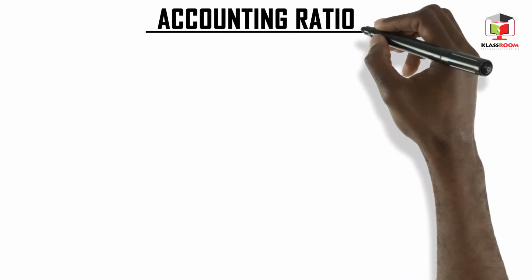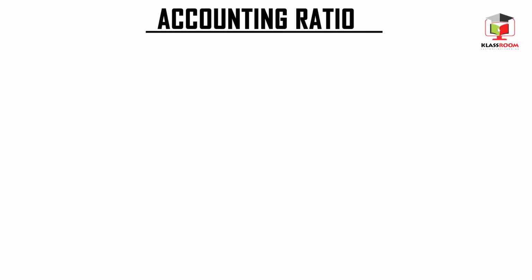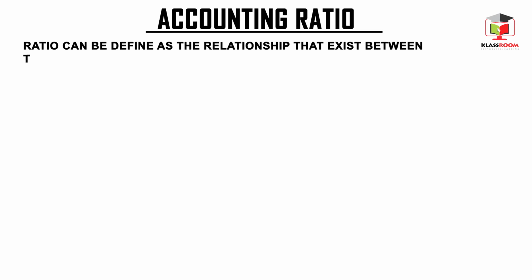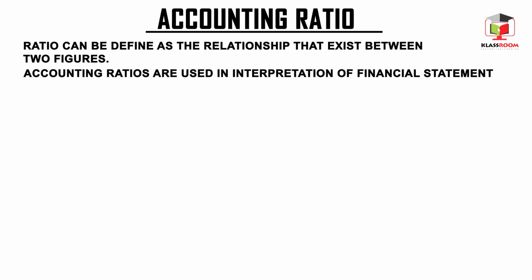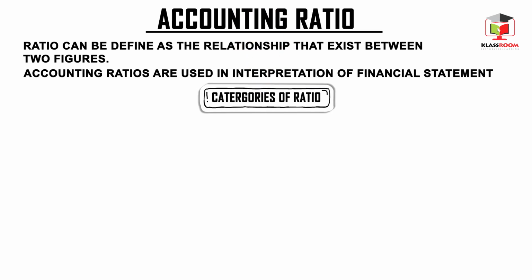Topic: accounting ratio. Ratio can be defined as the relationship that exists between two figures. Accounting ratios are used in the interpretation of financial statements. Ratios are considered in the following categories.